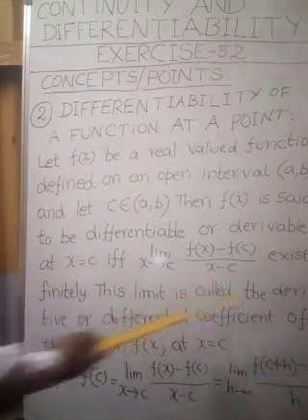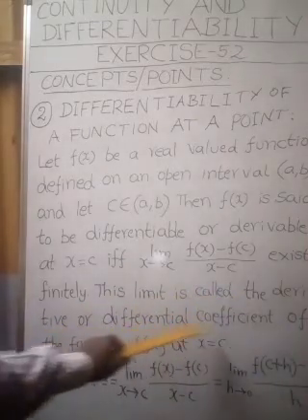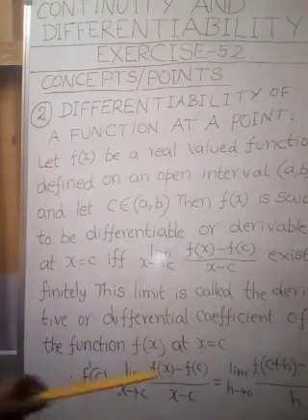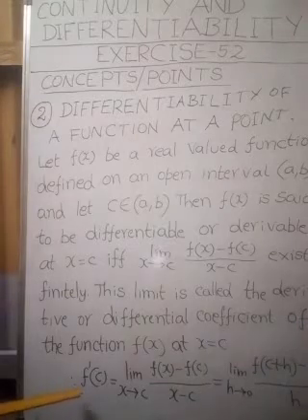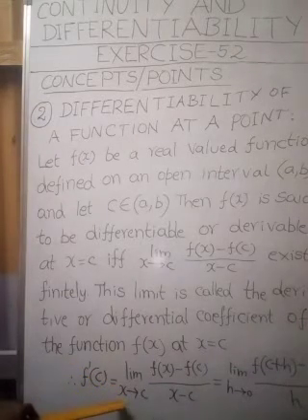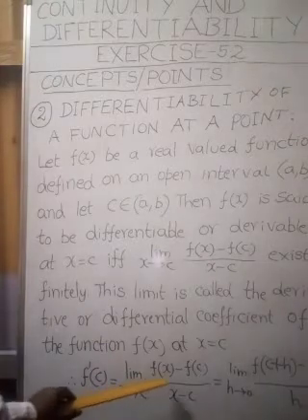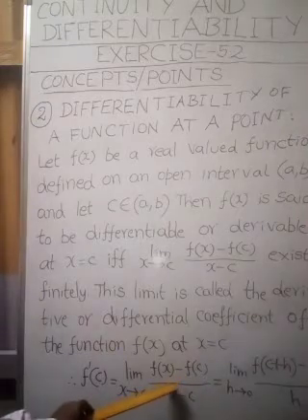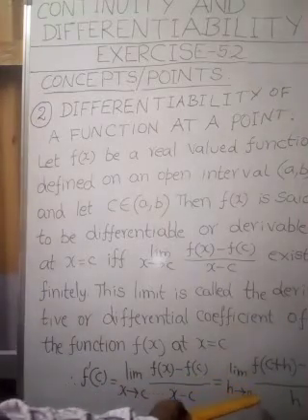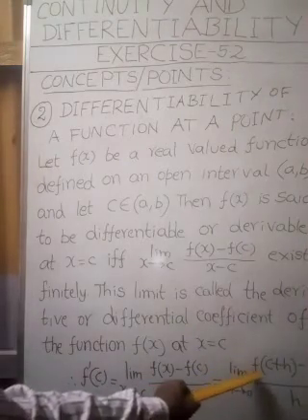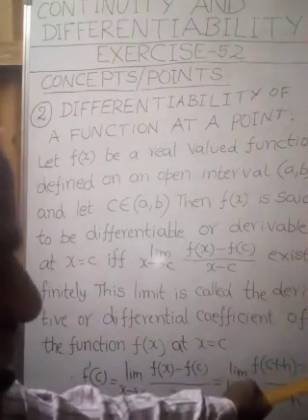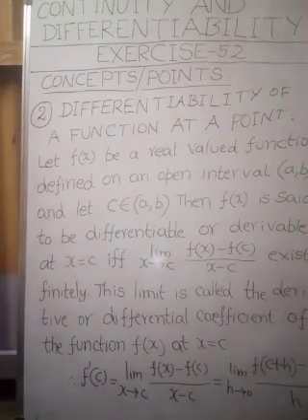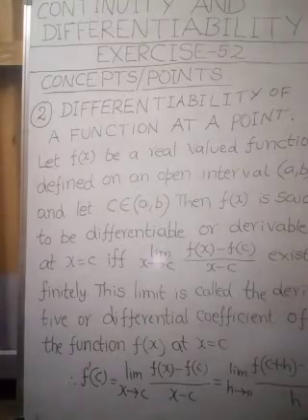This limit is called the derivative or differential coefficient of the function f of x at x is equal to c. Therefore f dash of c is equal to the limit as x tends to c of f of x minus f of c by x minus c. This limit also can be written as the limit as h tends to 0 of f of c plus h minus f of c by h. Both denote the same limit. Understood, my dear children? Right.